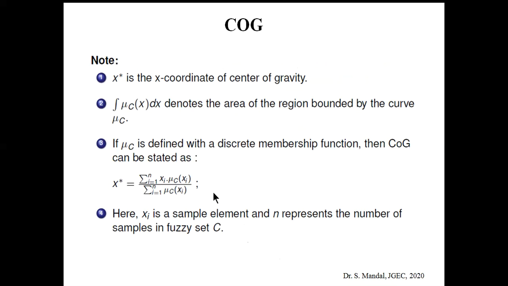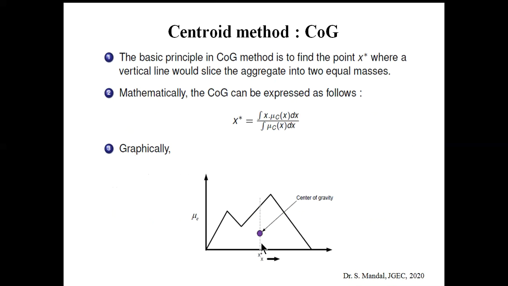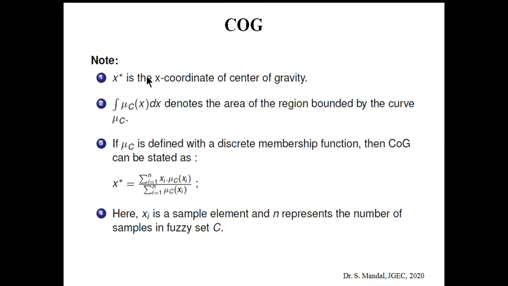For the COG method, we need to mention a few important points. x star is the x coordinate of the center of gravity. You need to understand that x star is the x coordinate, that means the distance from the origin to this point, that is x star. And the integration of mu c dx denotes the area of the region bounded by the curve mu c. That is the property of integration, nothing new.